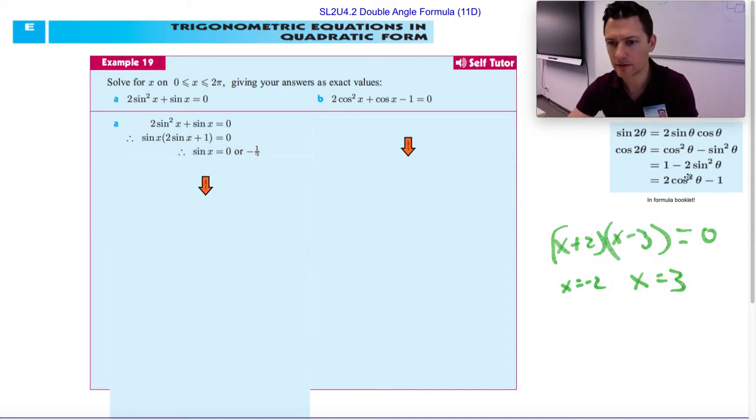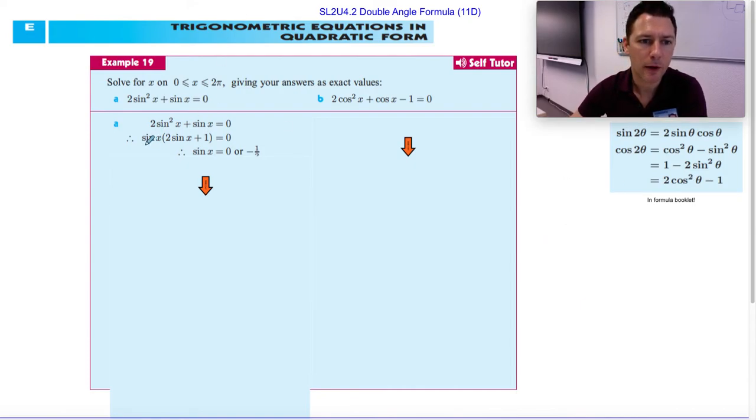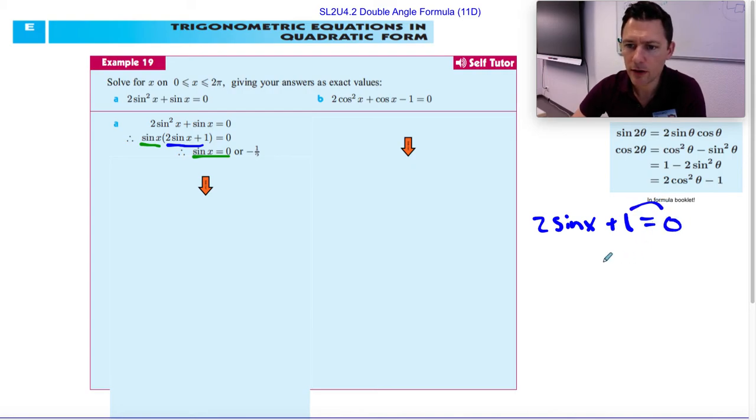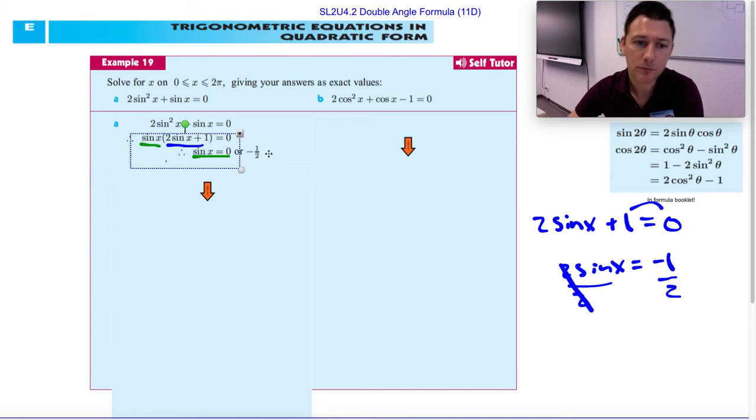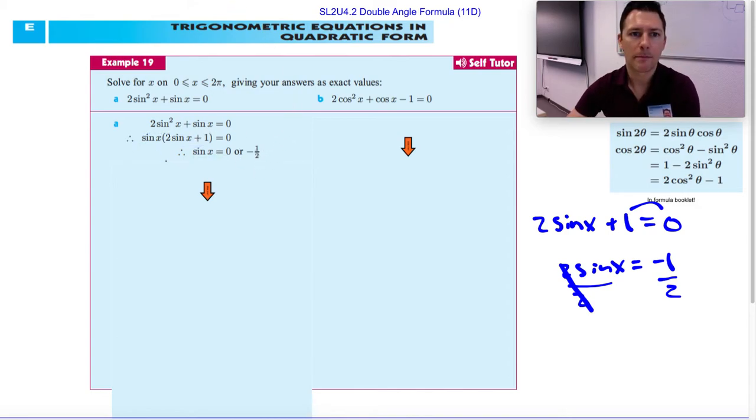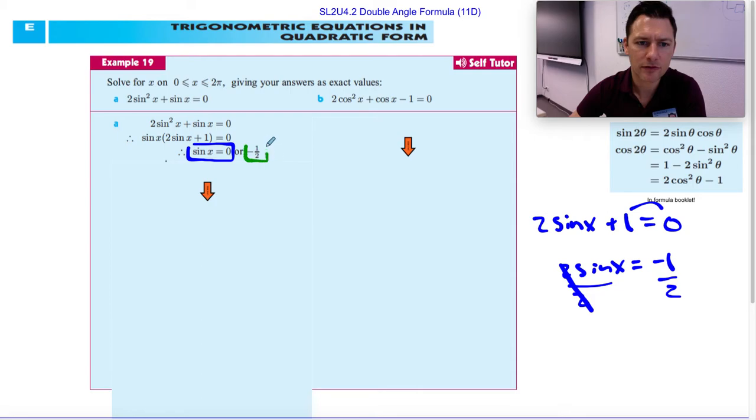Let's maybe walk through that a little slower. So I hope that this part's okay. Either this part is equal to 0, that's this, or this part is equal to 0. So either 2 sine x plus 1 is equal to 0. Subtract a 1, so 2 sine x equals -1, and divide by 2. These cancel out. You're left with sine of x equals -1/2. That's where this piece comes in. All right. So there we have some sine values. It's either sine of x is 0 or sine of x is -1/2.